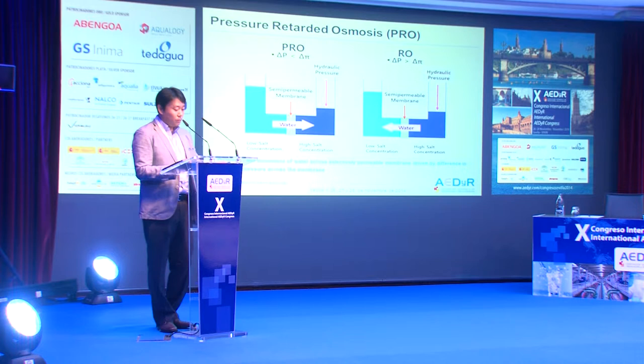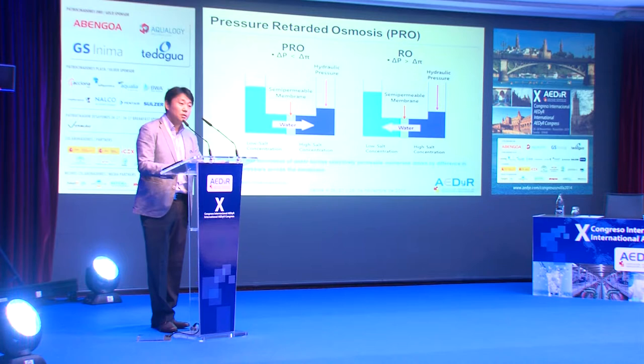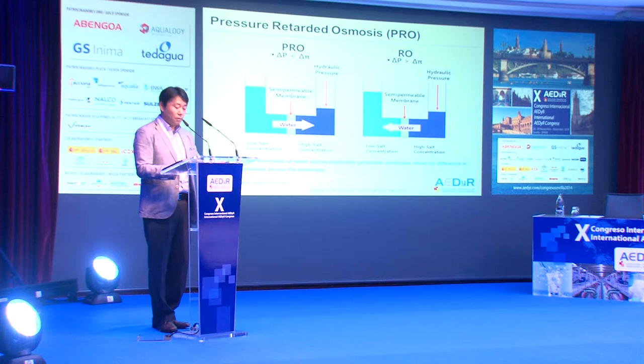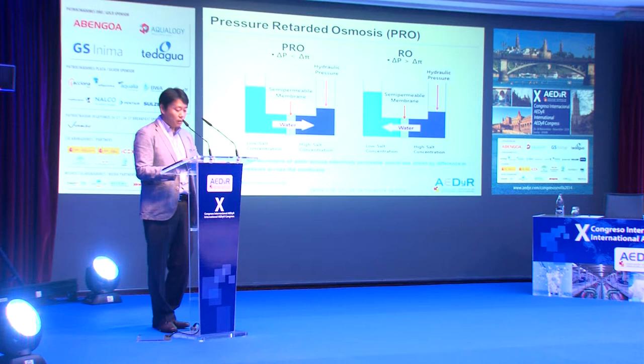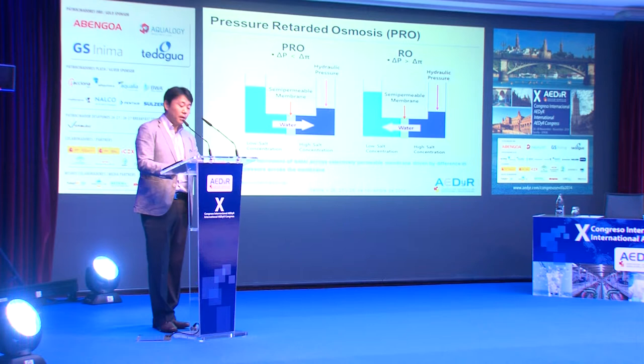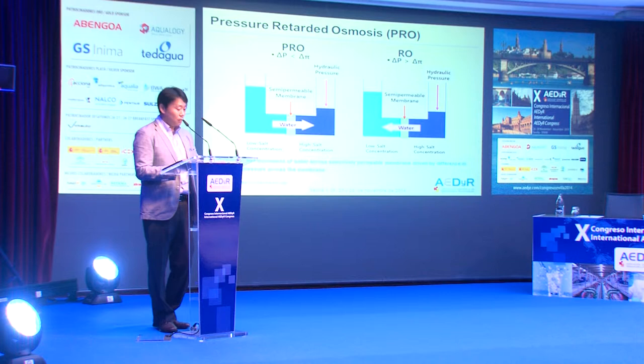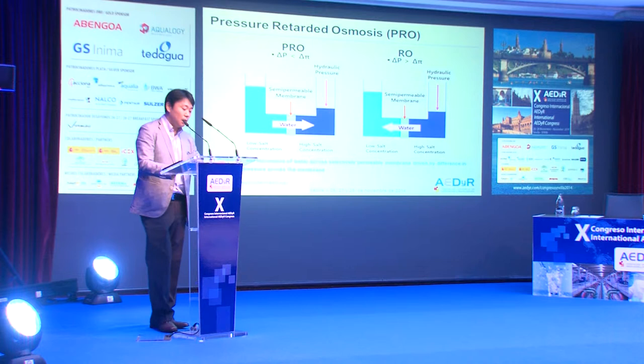Let me explain the principle of the PRO process. When two solutions with different salt concentrations are separated by a semi-permeable membrane, water is transported from the low salt concentration side to the high salt concentration side due to osmotic pressure. In RO, however, hydraulic pressure higher than the osmotic pressure is applied to the high salt concentration side, and water transfers from the high salt concentration side to the low concentration side. In the PRO process, the applied hydraulic pressure is less than the osmotic pressure, so water moves from the low salt concentration side to the high salt concentration side. We can use this pressure to generate electricity.